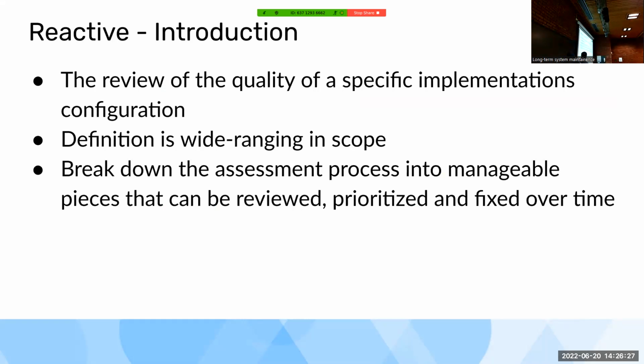So when we're looking at this reactive process, what are we actually reviewing? We're trying to review the quality of a specific implementation, of their configuration, right? And this is a very wide-ranging definition. Okay, but the idea is to break down this process into smaller components so we can actually figure out what we need to do, right? So what do we need to actually fix? What is wrong with our system? Do we have something we can either quantify or measure or check, right? Rather than just saying everything is broken, we need to fix the system.